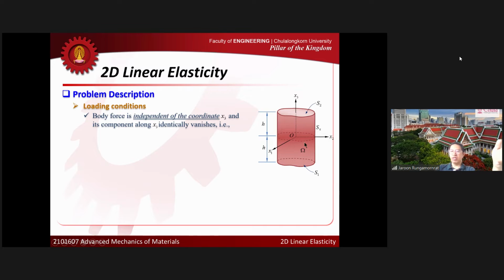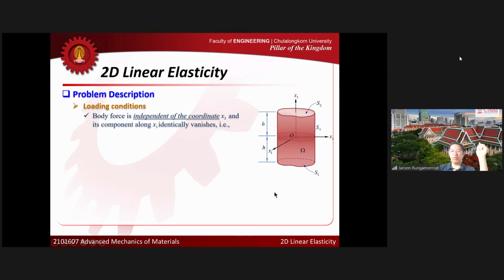And also, the body force field cannot have out-of-plane components, okay? So B3 has to be 0. So we look only at the case where the applied body force is non-zero only for the in-plane directions, and that non-zero body force is independent of x3.